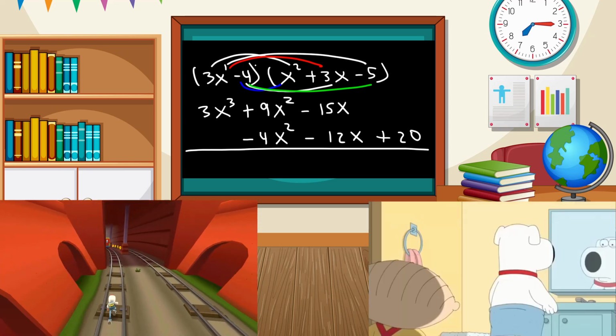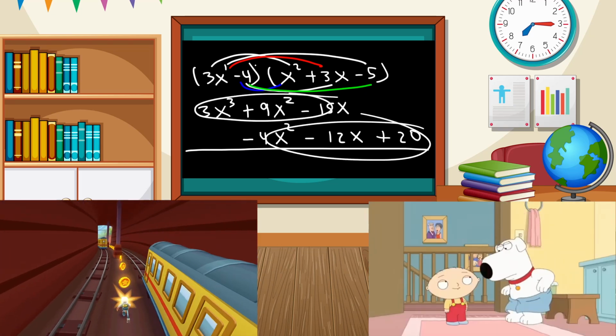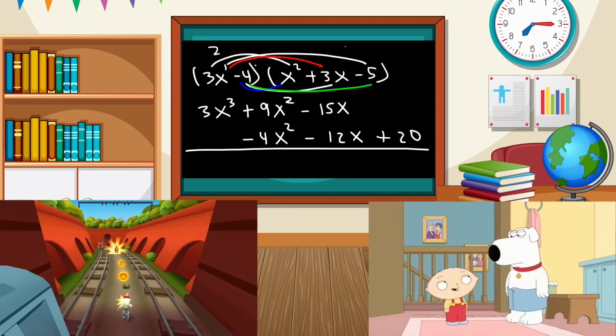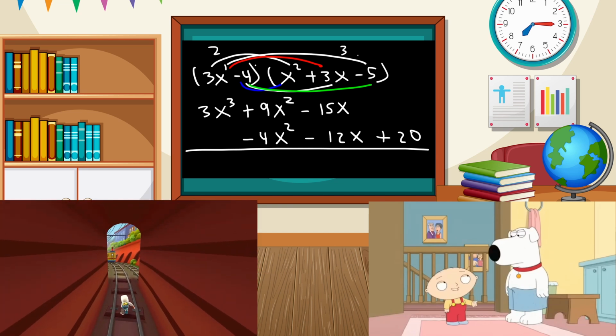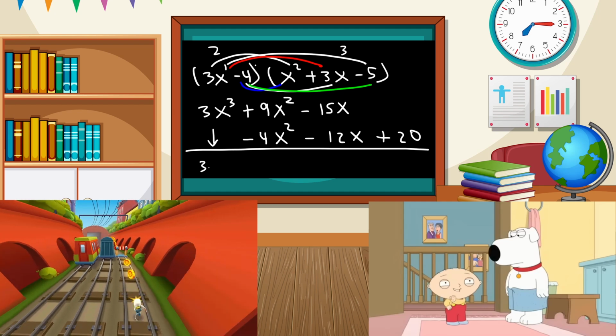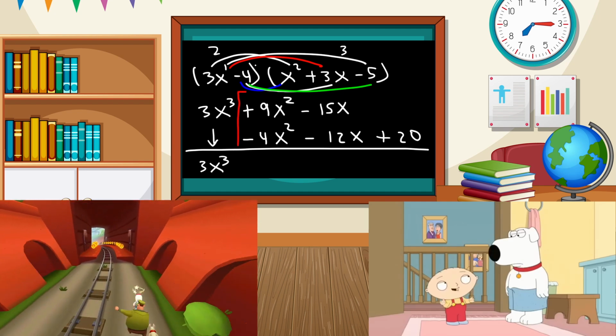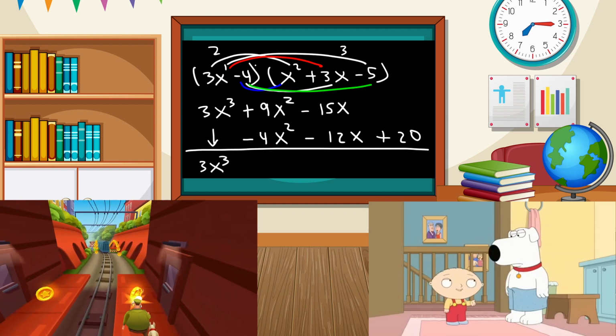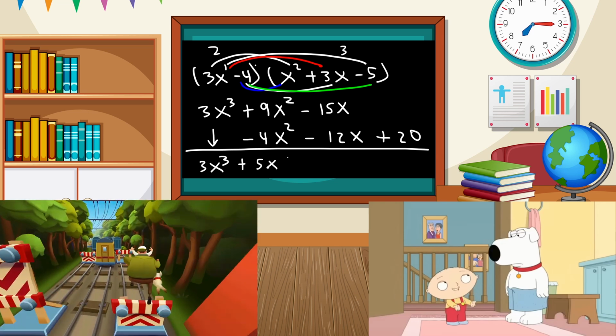So notice that I have a total of 6 terms. 3 and 3 gives me 6. So anytime you multiply a binomial by a trinomial, you're going to get 6 terms initially. 2 times 3 is 6. Now here, we can bring down the 3x cubed. Next, we can add these two. So positive 9 plus negative 4, or simply 9 minus 4, that's going to be 5. So we have 5x squared.